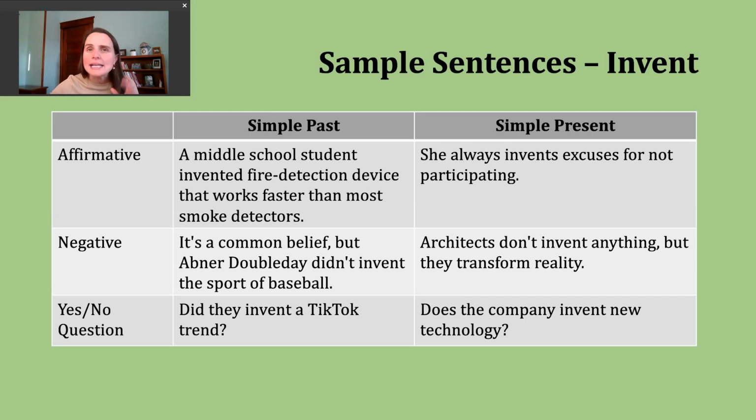To do this, again, I'm going to pay attention to my subject. If the subject is I, you, we, or they, I'm going to use do not, and then the base verb. You might also hear the contraction don't, and then the base verb. But if the subject is he, she, or it, I'm going to use does not, and then the base verb. So again, notice I am not adding an S to the end of the verb in the negative. Let's take a look at an example sentence. Architects don't invent anything, but they transform reality.